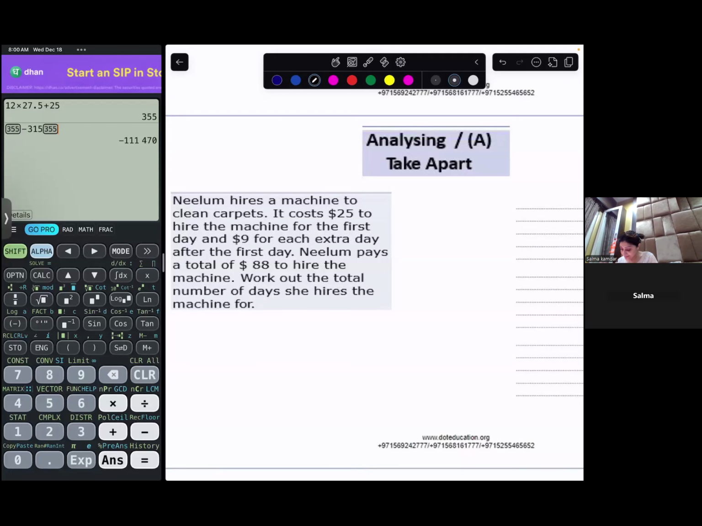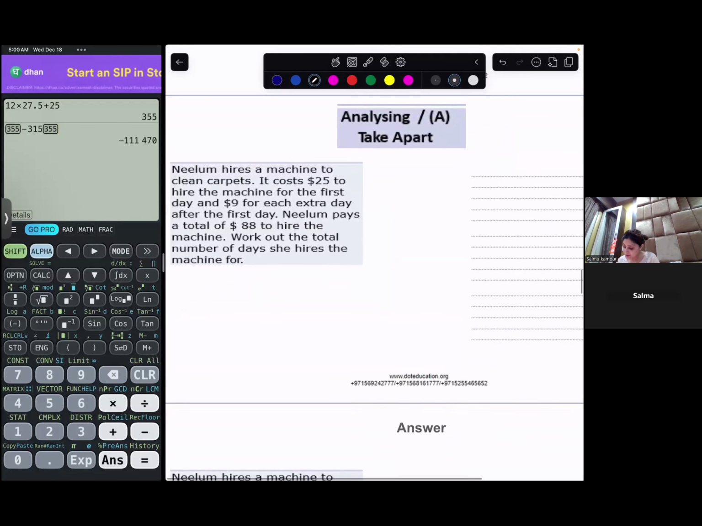Let's do the next question. Neelam hires a machine to clean carpets. It costs $25 to hire the machine on the first day and $9 for each day extra after the first day. Neelam pays a total of $88 to hire the machine. So on day one, I'm going to pay $25 for the first day. And for every day that I add on, I'm going to pay $9.